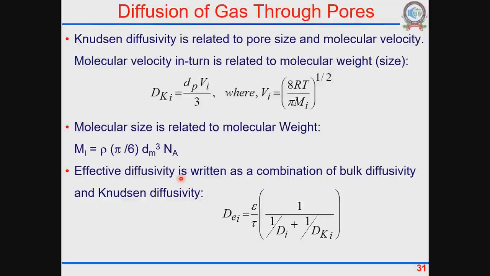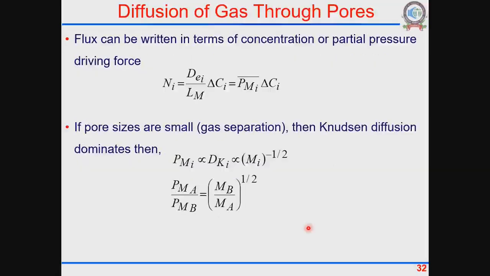So you can think of these two processes as if they are happening in series, and so you would have bulk diffusivity and Knudsen diffusivity, and the overall diffusivity would be a reciprocal mean, or hyperbolic mean, of both these things. So now again, flux can be written in terms of effective diffusivity, thickness of the membrane and concentration difference. We can write this as permeance times concentration difference.